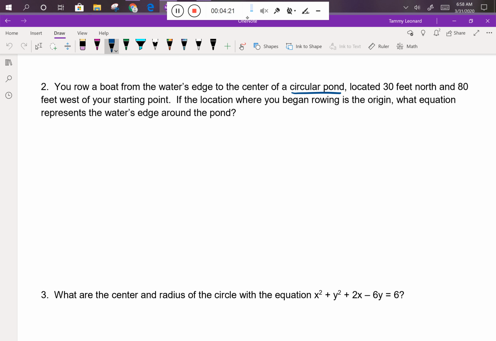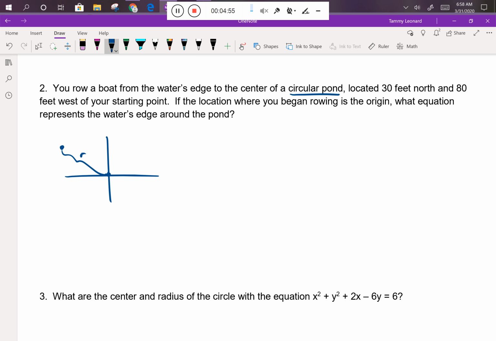So if I let the location where we begin rowing be the origin, that lets me center my circle at the origin, I believe. Let me look. Oh, no, from the water's edge to the center. So actually the center is not at the origin. We row from the edge of the pond to the center at 30 feet north and 80 feet west. So 30 feet north and 80 feet west would be somewhere over here. So that means that this distance here is my radius, and the circle is going to come around from there. Sorry, that's my bad circle because I ran out of space.